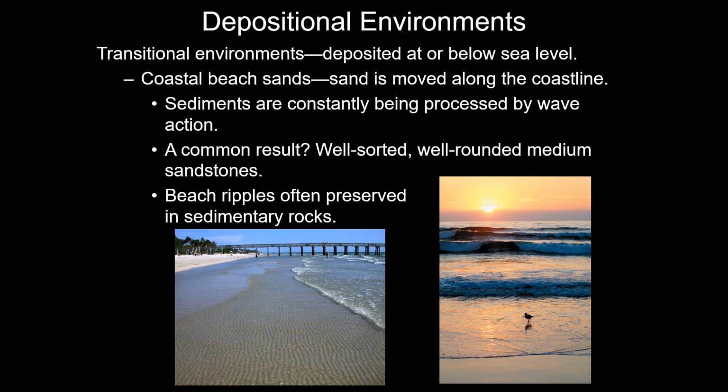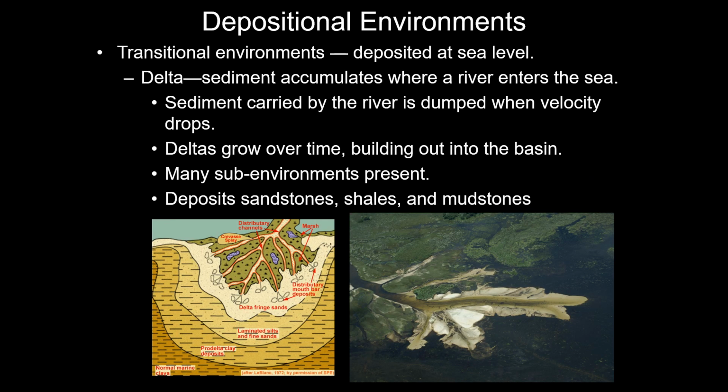Eventually, the terrestrial environment meets the marine environment, so this is what we call a transitional environment. This is where we have a lot of energy. Wave action is constantly working on the system. We have a lot of back and forth motion, so we get a lot of ripple marks that are formed. Usually we have things that are relatively well sorted and of relatively rounded sandstones.